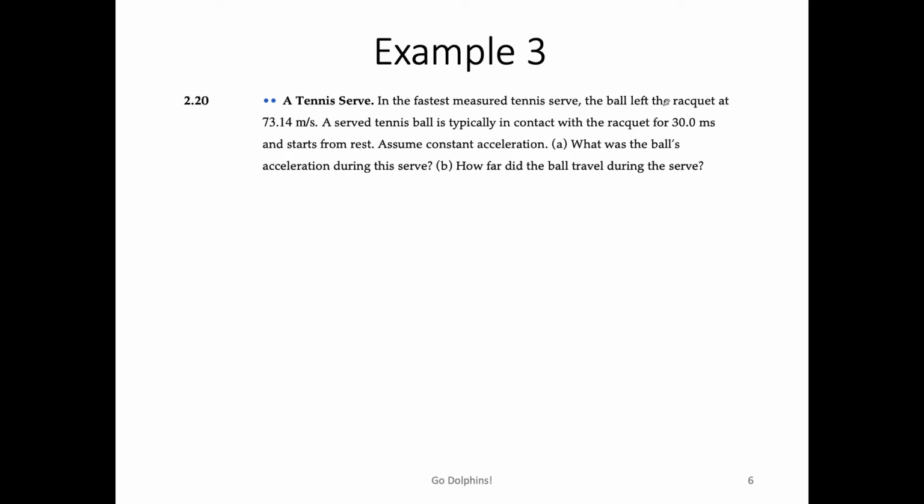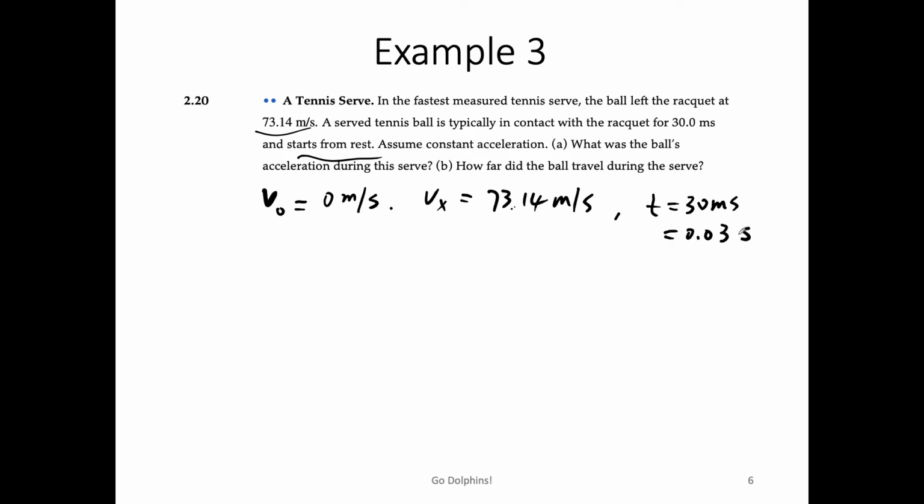The ball left the racket, starting from rest. So we have V0 is 0 meters per second. You have the final velocity, and you have t, converted to SI units. And it asks what's the ball's acceleration, a.